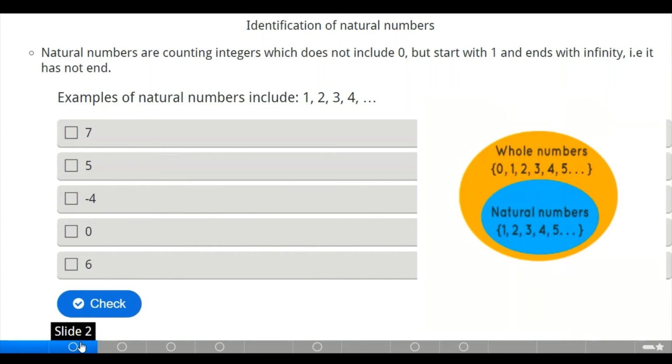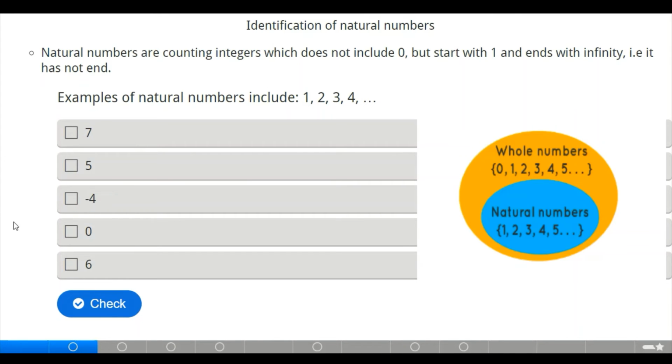Natural numbers are counting integers which do not include zero, but start with one and end with infinity. So natural numbers have no end. It continues. You can have 10,000, we can have 100,000, we can have a million, we can reach a billion, and like that, it goes on and on and on. So when you're talking about natural numbers, zero is not included, and we can go as high as possible.